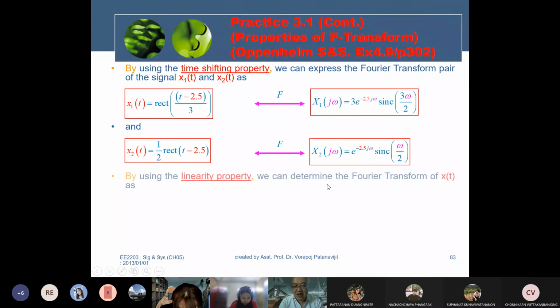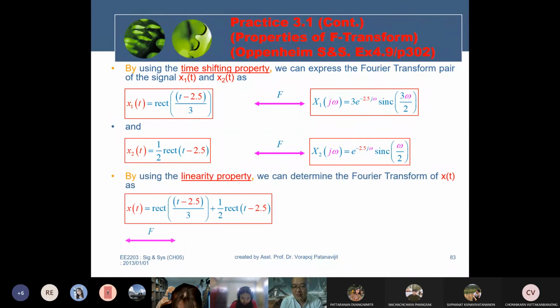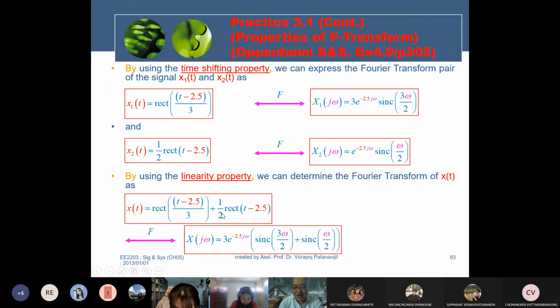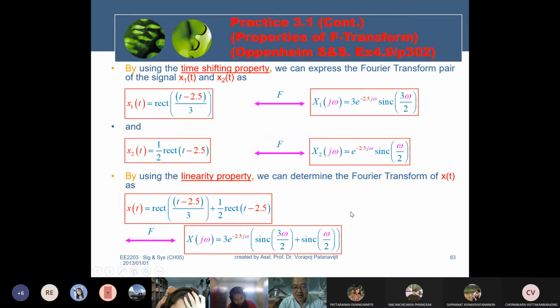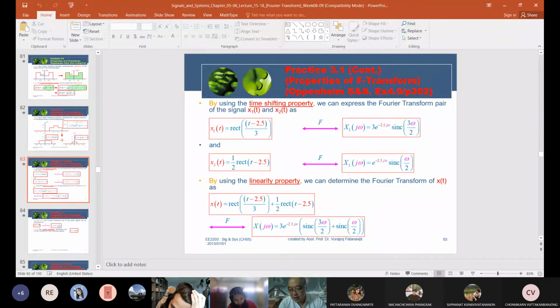The result, by using the linearity property, is that we can determine the Fourier transform of the original signal x(t) by summing x1 and x2 in the rectangle form, but shifting by 2.5 gives you the sinc function. Two rectangles give you two sinc functions of different shape, shifted by 2.5. And the next one is about the duality and the others. Try to do it, and I will provide you the solution soon.